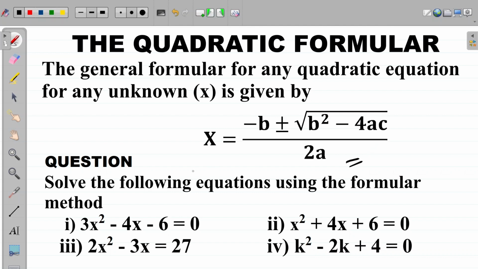Now the question given to us is: solve the following equations using the formula method. Number 1 is 3x squared minus 4x minus 6 equals 0. Number 2 is x squared plus 5x plus 6 equals 0. Number 3 is 2x squared minus 3x equals 27. And number 4 is k squared minus 2k plus 4 equals 0. The fourth question will take us to imaginary roots. Watch till the end of the video so that you see how we solve using imaginary roots.